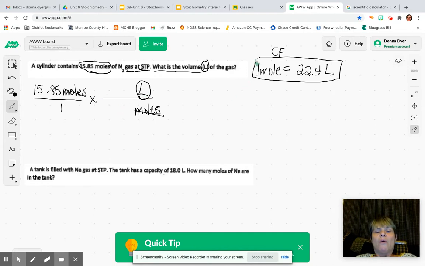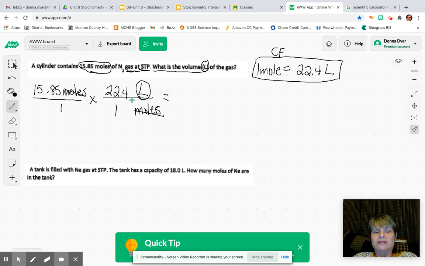Again, whatever number is in front of the unit in the conversion factor is the number that goes in front of the unit in your problem. So in the conversion factor, 1 is in front of mole, so in my problem, I put 1 in front of mole. In the conversion factor, 22.4 is in front of liters, so in my problem, I put 22.4 in front of liters. Now I'm ready to solve because I have canceled out the unit I was given and I have arrived at the unit that I'm solving for.